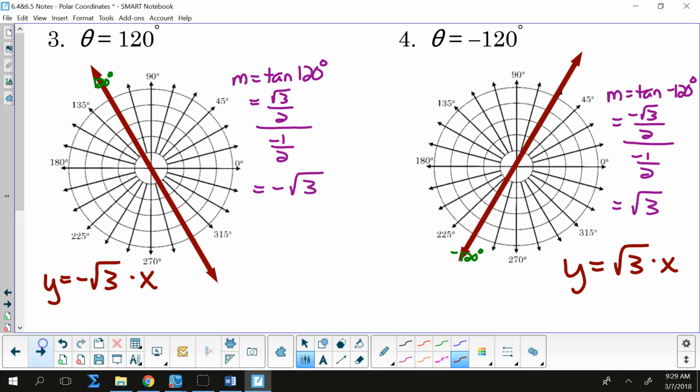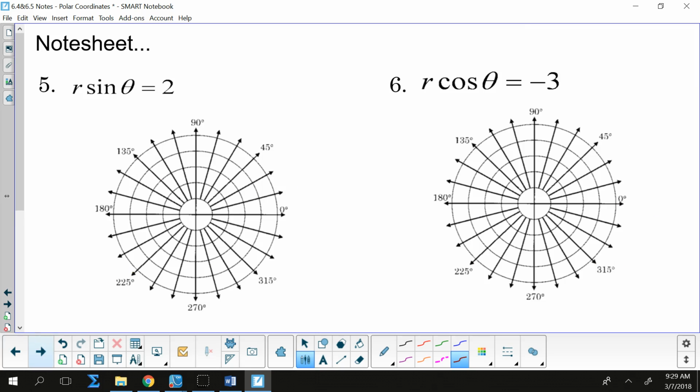Fantastic. Now, let's get into some funkier graphs. If you turn the page, I think it's the page that says note sheet at the top on it. It looks like this. These graphs are right on there for you, so you don't have to. So that's what page we should be on in our purple packet now.